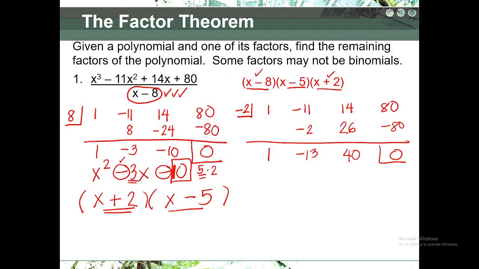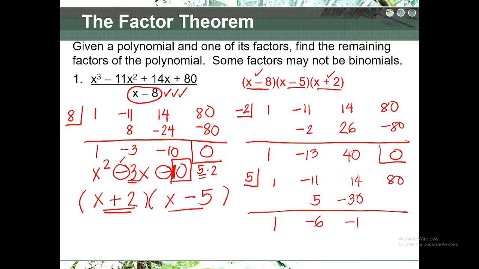Let's go, sir. What about x minus 5? So I will be having positive 5 for the value of a. Still, the coefficients are the same. And let's do synthetic division. So we have bring down 1, multiply 5 and 1, that's 5. Combine, that's negative 6. Multiply, that's negative 30. Combine, this is negative 16. Multiply, that's negative 80, and a remainder of 0. Therefore, x minus 5 is also a factor.